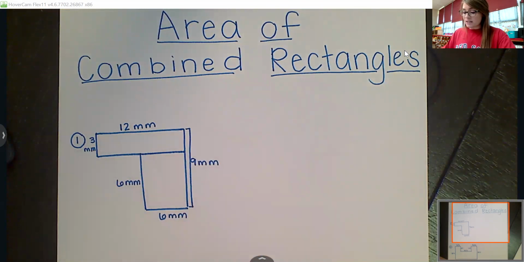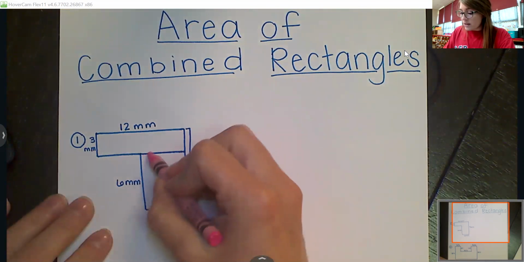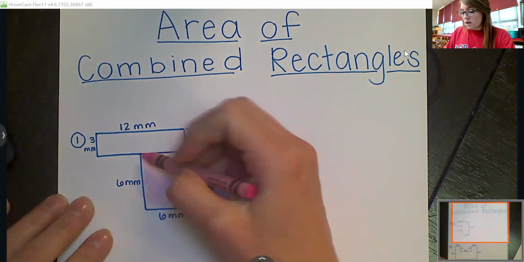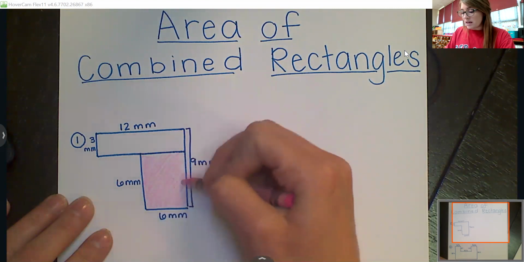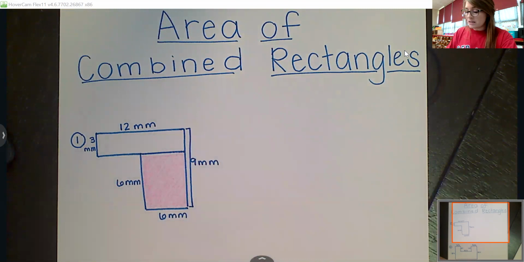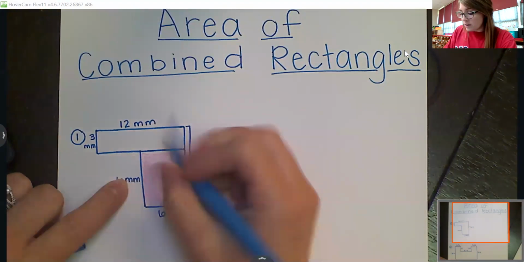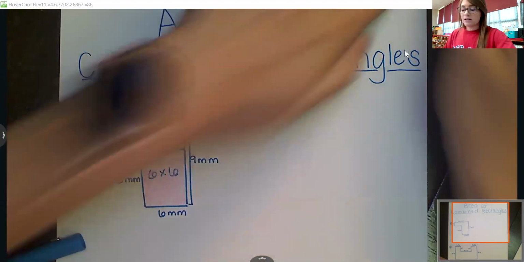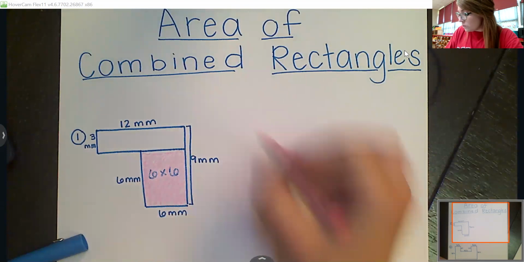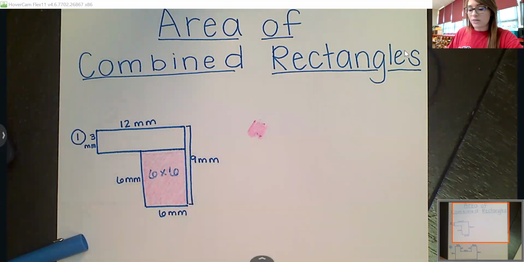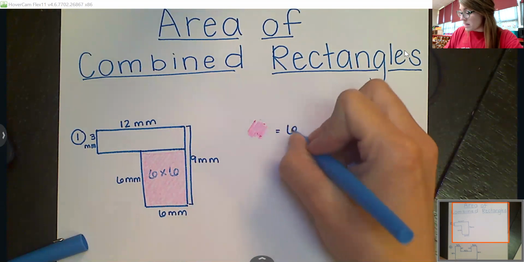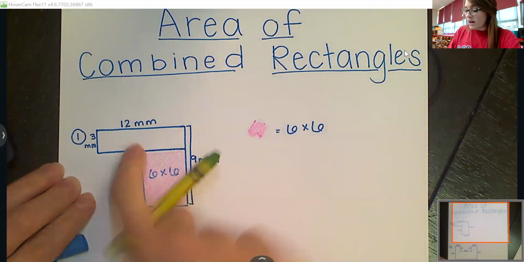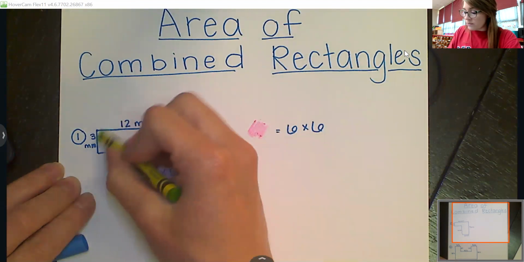So in order to find the area of this square or this rectangle right here, this shape, we're going to be multiplying 6 times 6. So when I multiply, I'm just going to do a little pink, just like that. So that's going to be 6 times 6. Okay. And then we've got this rectangle here.